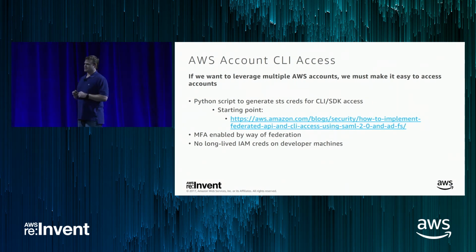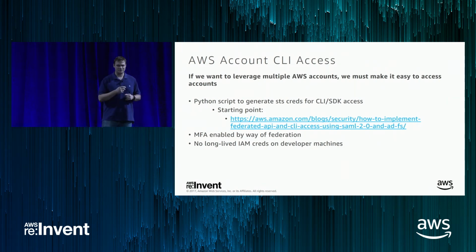I didn't really know where to start, but being a consumer of the AWS Security Blog, I stumbled across this perfect blog for me at this time: How to implement federated API and CLI access using SAML 2.0 and ADFS. Perfect. That's exactly what I need, and that's what I'm doing. So I went down that road.